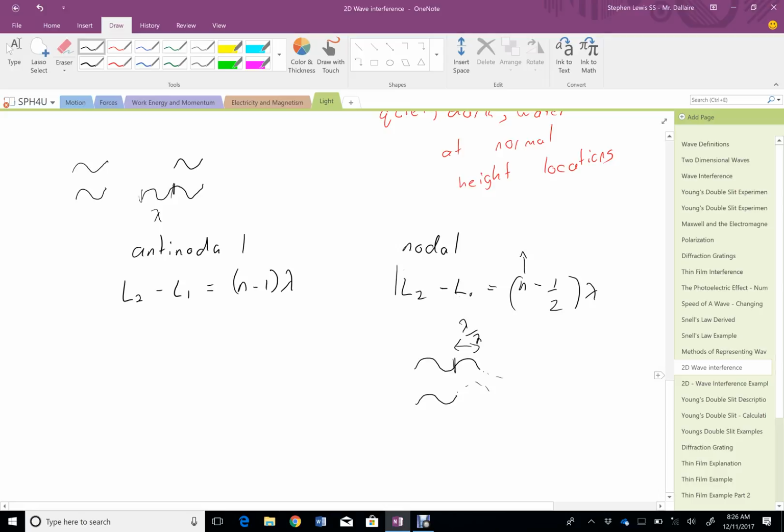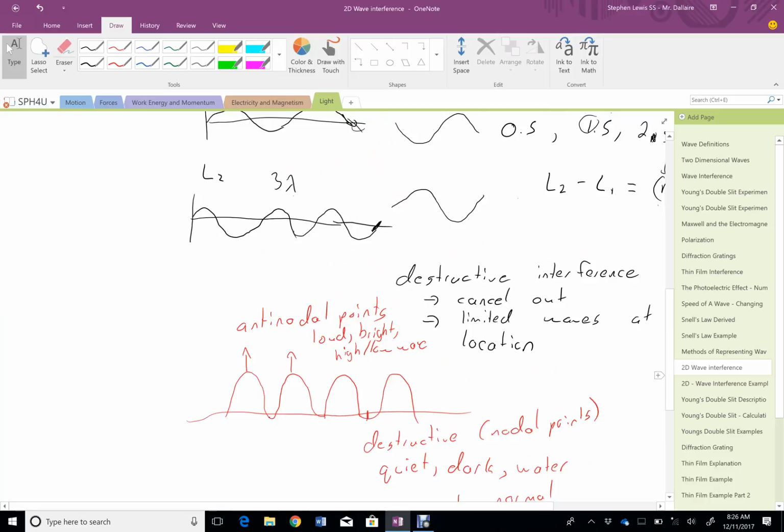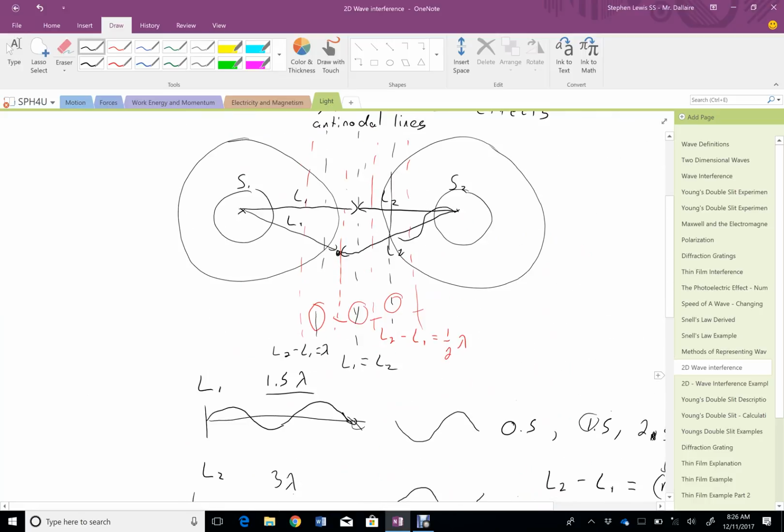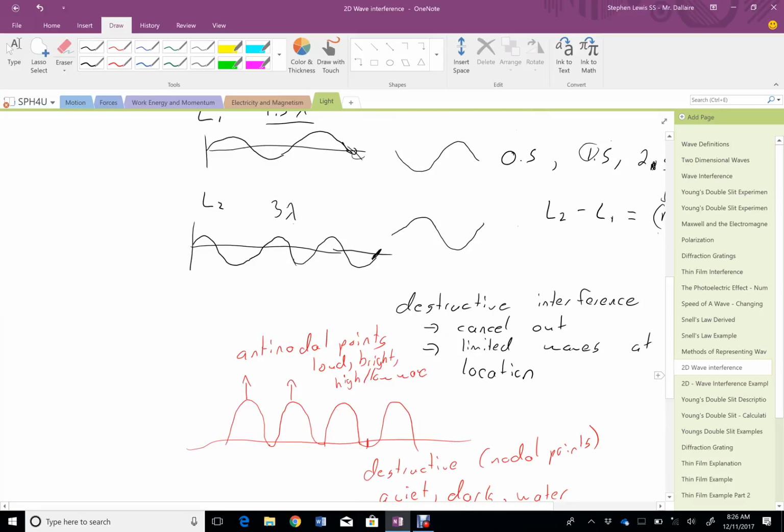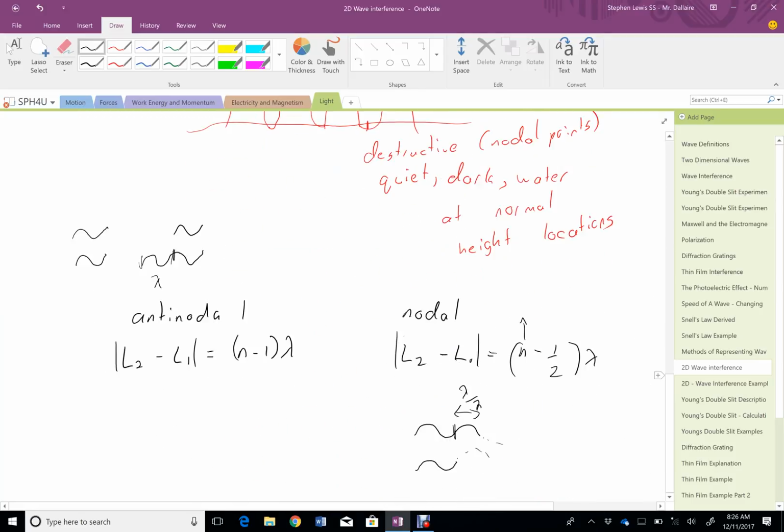Last but not least, keep in mind our choice of which one was L2 and which one was L1 was arbitrary. So we should say absolute value in this equation, because when we look at our overall pattern, it's the same regardless of whether L2 is the closer one or the further one away. So our choice of which one of these was S1 and which one was S2 was an arbitrary choice. So here we just don't want to have negatives.